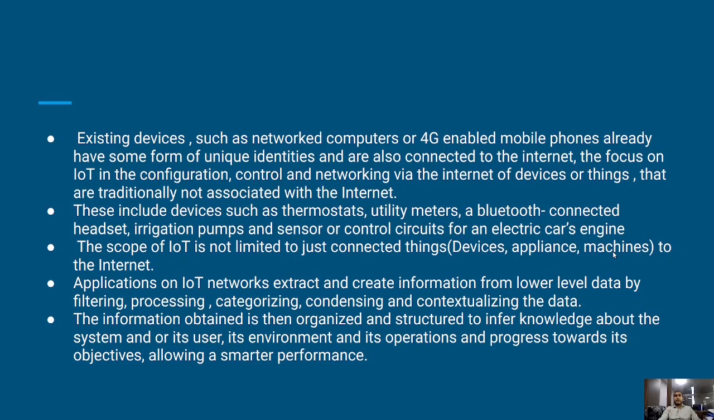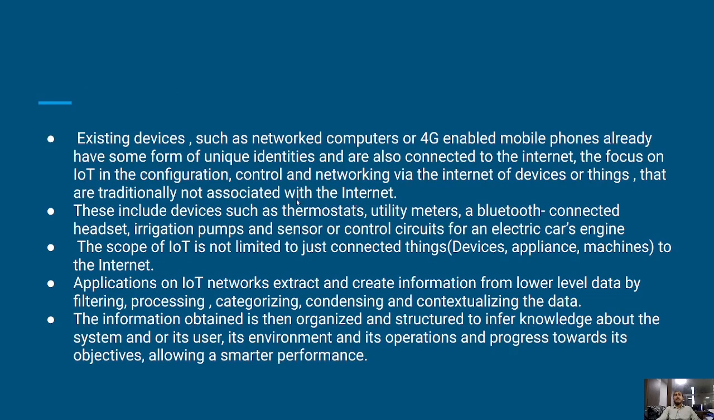So some of the existing devices like computers and 4G enabled mobile phones have some form of unique identities, and they are also actually connected to the internet. However, in the Internet of Things, we are more interested in connecting devices. We are interested in configuring, controlling, and networking the devices or things that are traditionally not connected to the internet. So this small phrase actually summarizes the details about Internet of Things.